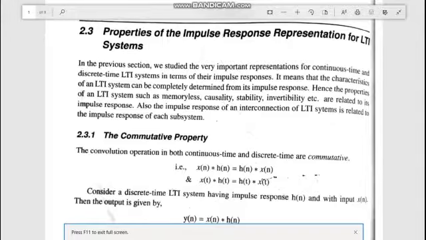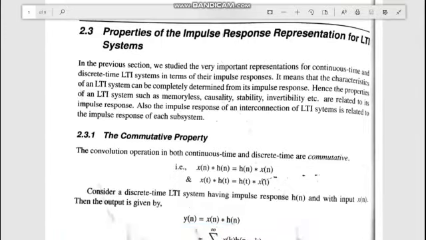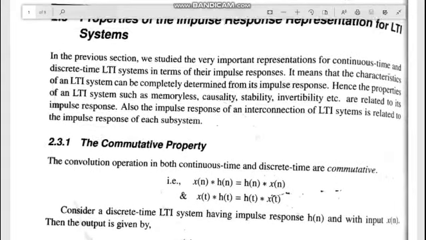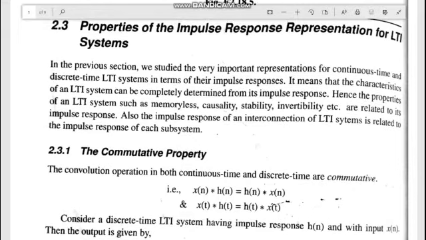Dear student, let us start with the third module, Impulse Response Representation for LTI Systems. In this module, we will study first the properties of impulse response representation of an LTI system, which can be completely determined from its impulse response. There are seven different types of properties. First one is memoryless, next causality, stability, invertibility, commutative, associative, distributive properties.